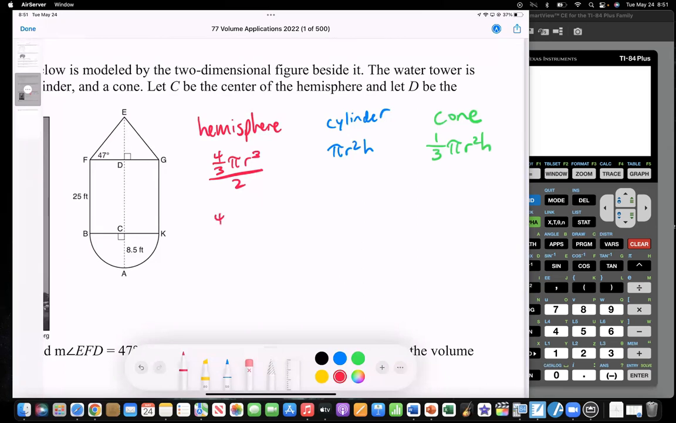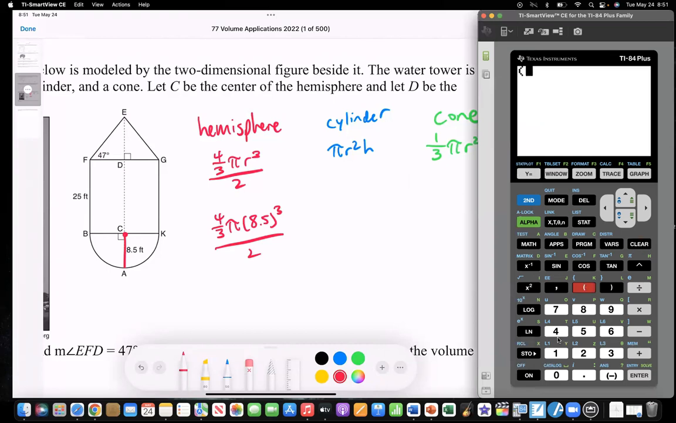Okay, so we have 4/3 pi. Okay, so the radius of the sphere I have right here. So this tells me is 8.5. So 8.5 cubed. So I'm going to type that on the calculator, and then I only want half of that. So once I have the answer, I'll do that answer divided by 2. So let's go ahead and type that in real quick. So I'll have 4/3, use the pi button, then we have the 8.5, it'll go up, and then third.